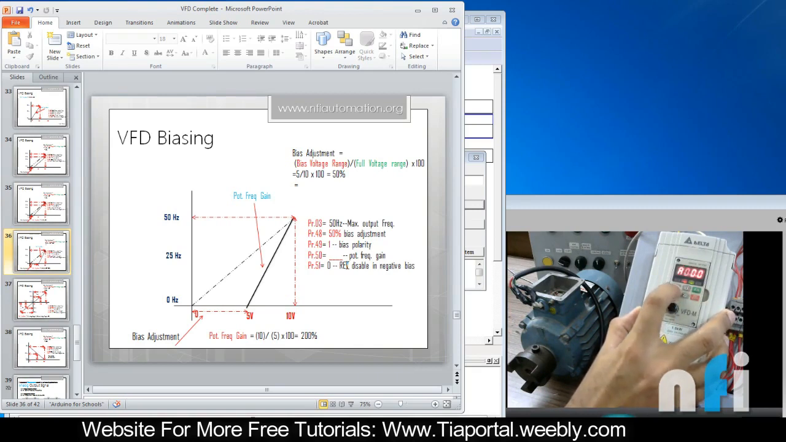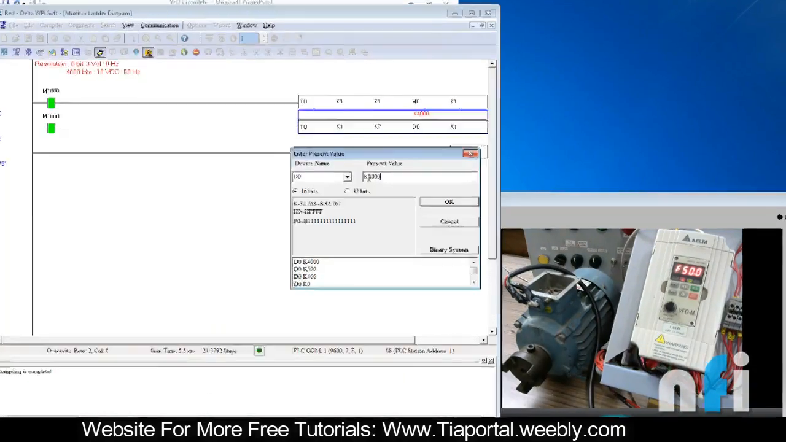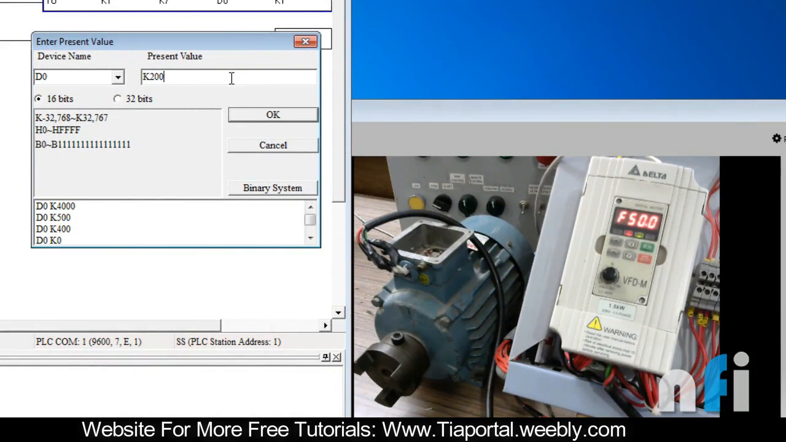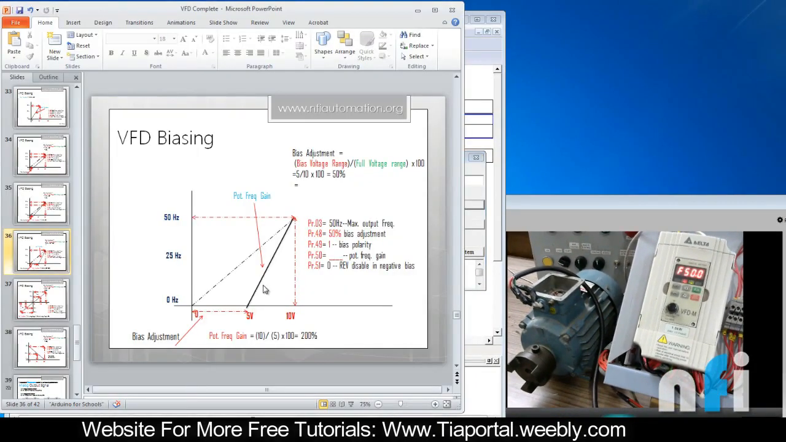Pressing enter. Perfect. Now frequency is 50 Hertz at 10 volts. If I move to 5 volts, 0 Hertz, almost 0, some noise is there. So beyond that, at 7.5 volt, it will give 25 Hertz. And at 10 volts, you may get 50 Hertz. So that's the curve we have achieved from 5 volt to 10 volt, 0 Hertz to 50 Hertz.